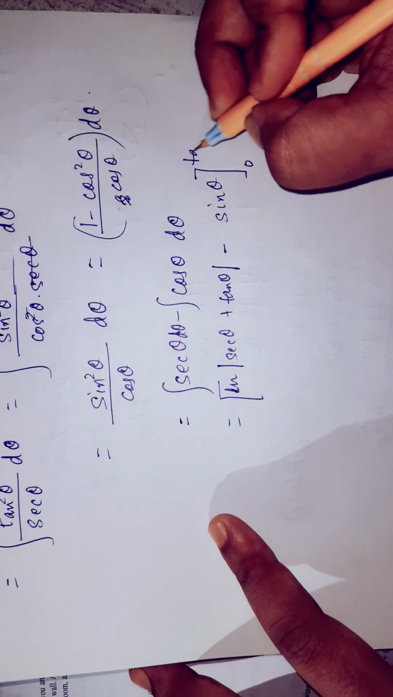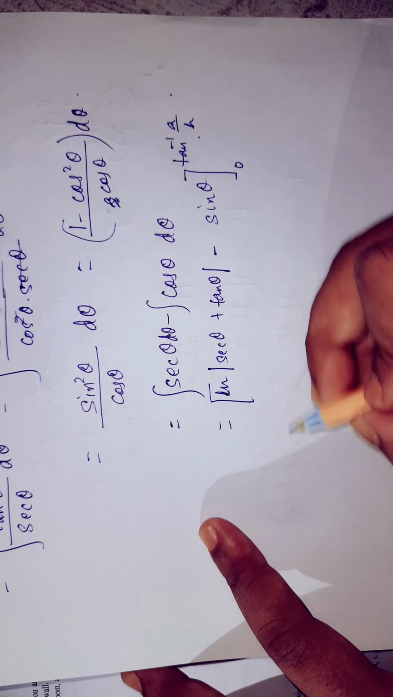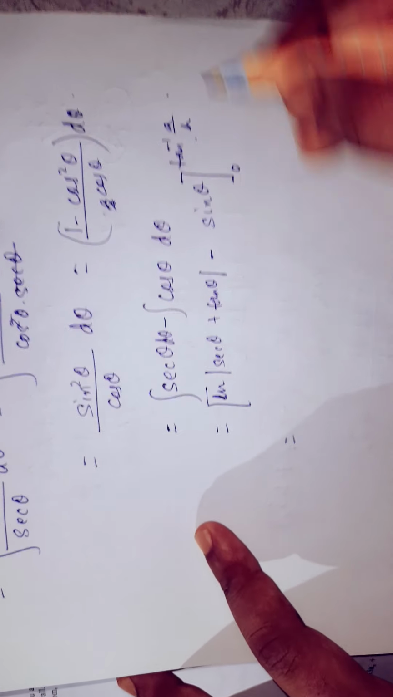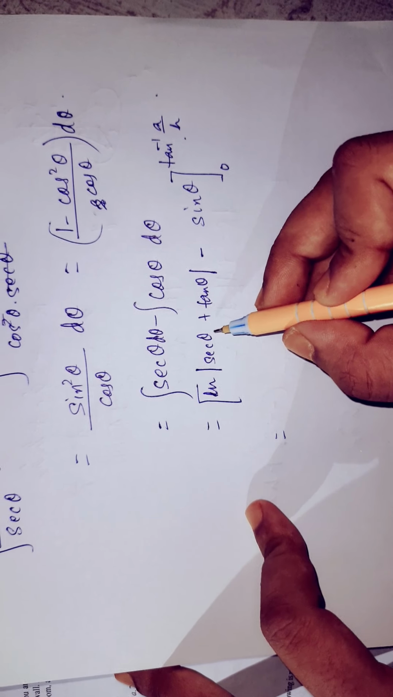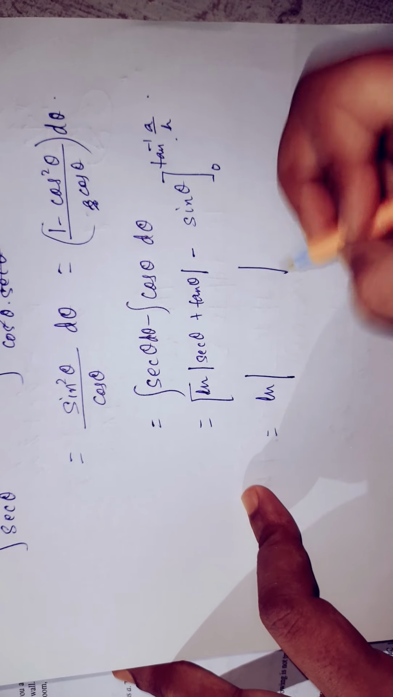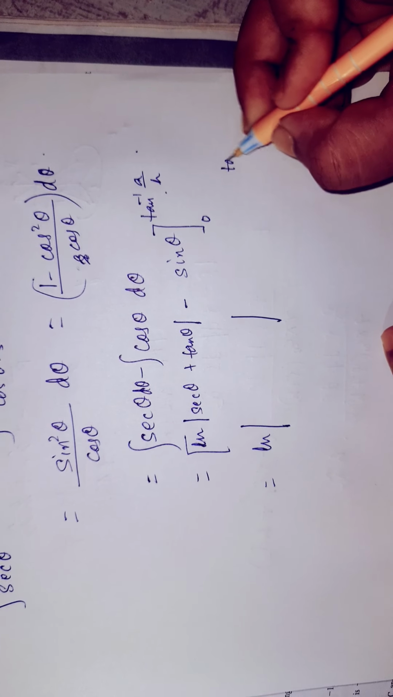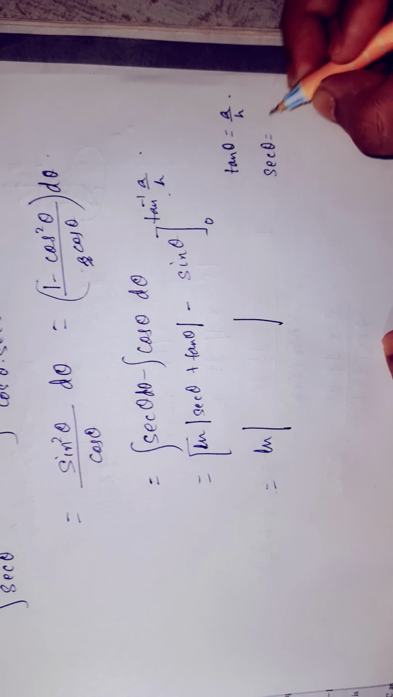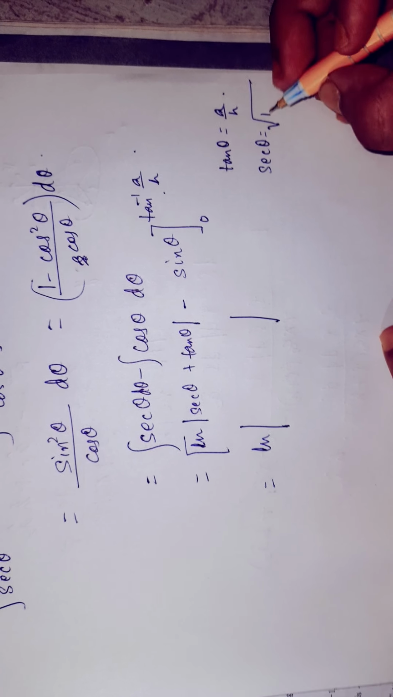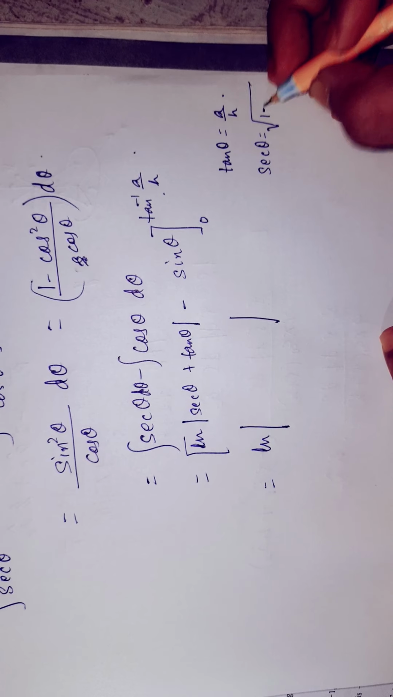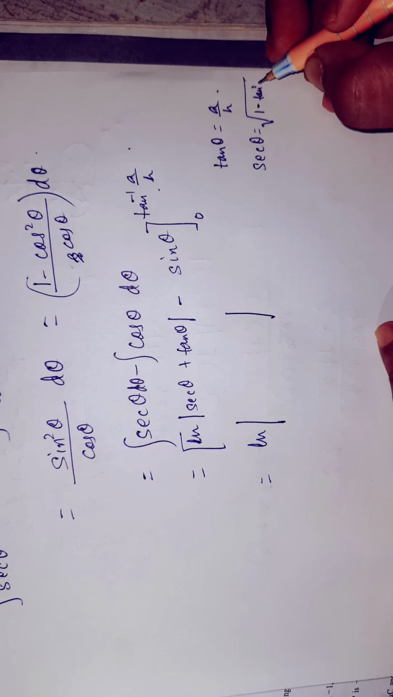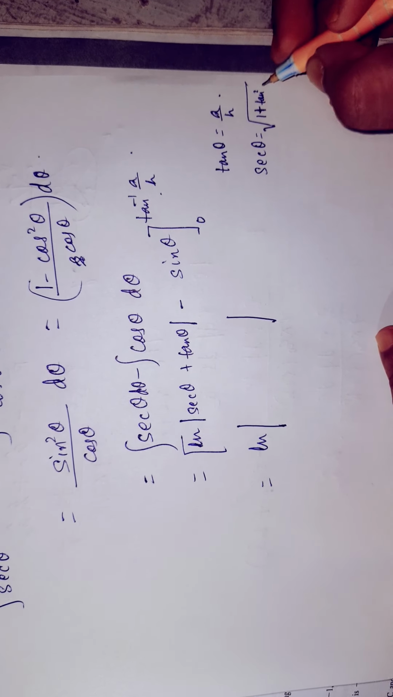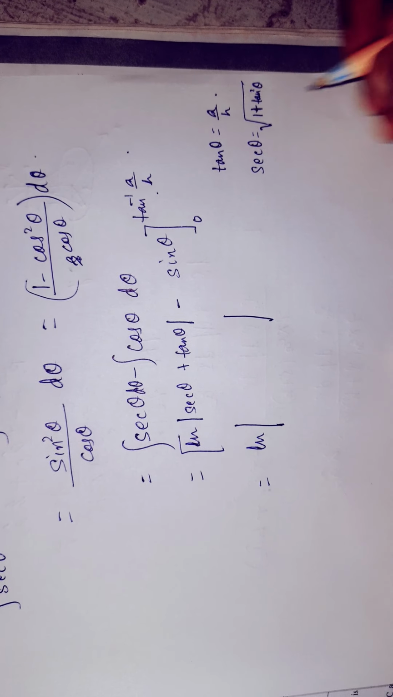And the limit was over here, 0 to tan inverse A by H. So tan theta will be A by H. Sec theta will be what? Let me calculate. If tan theta is equal to A by H, then sec theta will obviously be root over of 1 minus tan square theta. I hope I'm correct. I think it's 1 plus tan square theta. Yeah, 1 plus tan square theta.